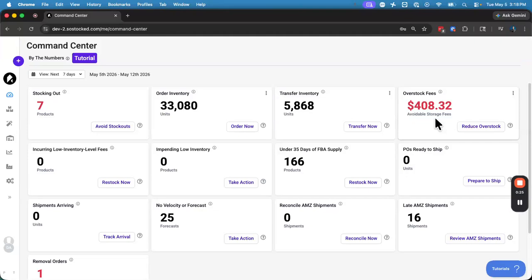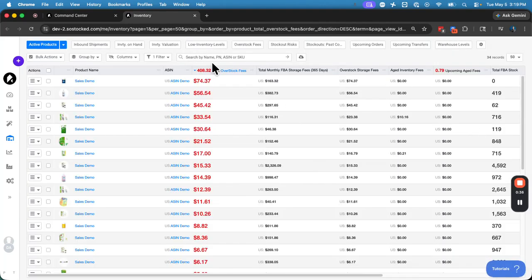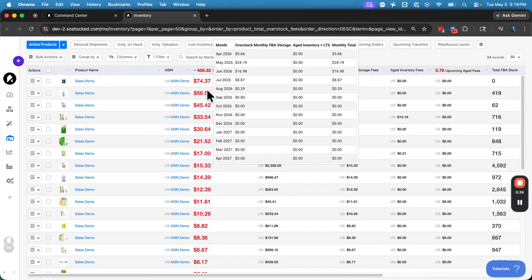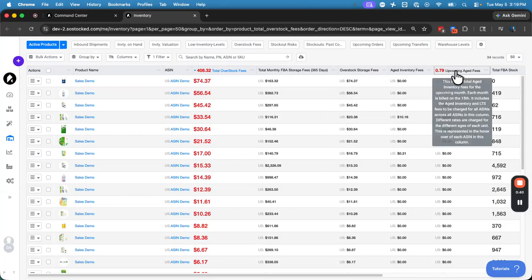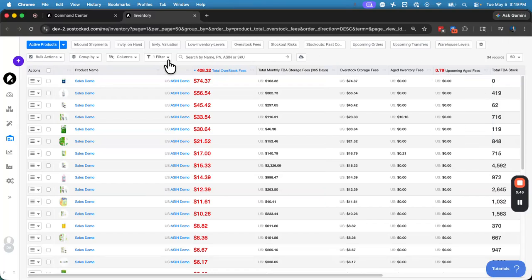long-term storage fees, as well as monthly storage fees moving forward based on your inventory timeline. And you can look at this dashboard and actually see what fees are coming up for each product moving forward in the future, including what you might spend in the next month on aged inventory. From there, you can develop plans to either remove this inventory, sell through it, or liquidate it.